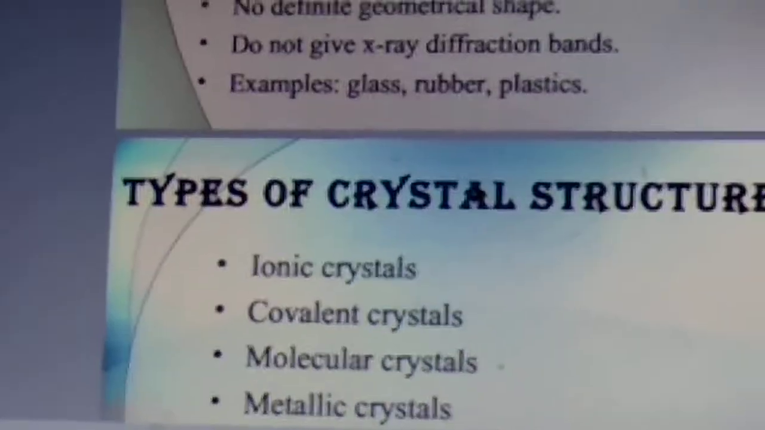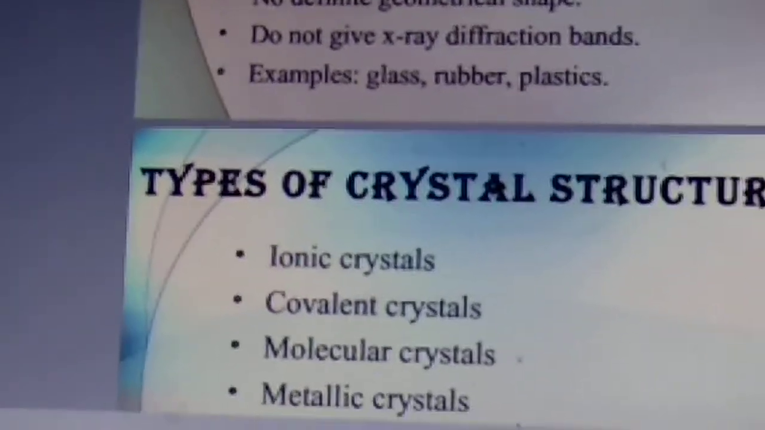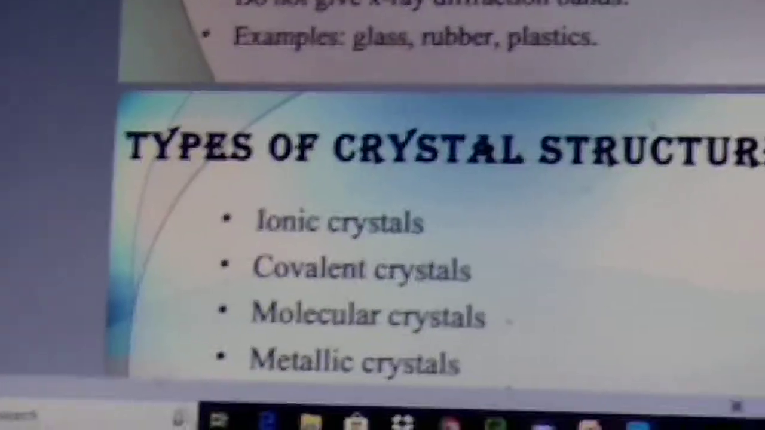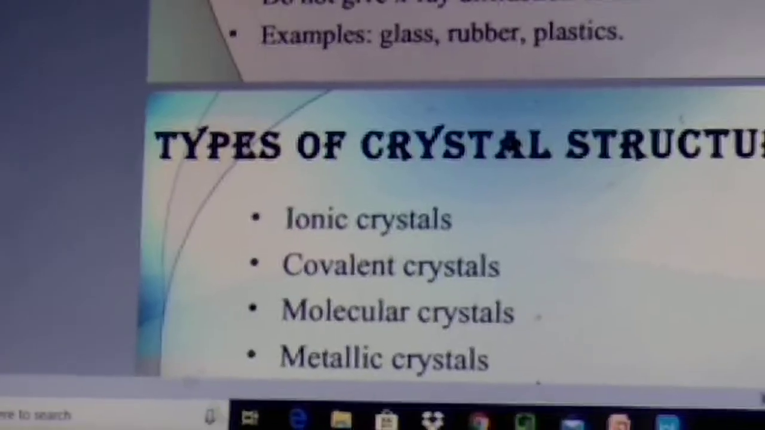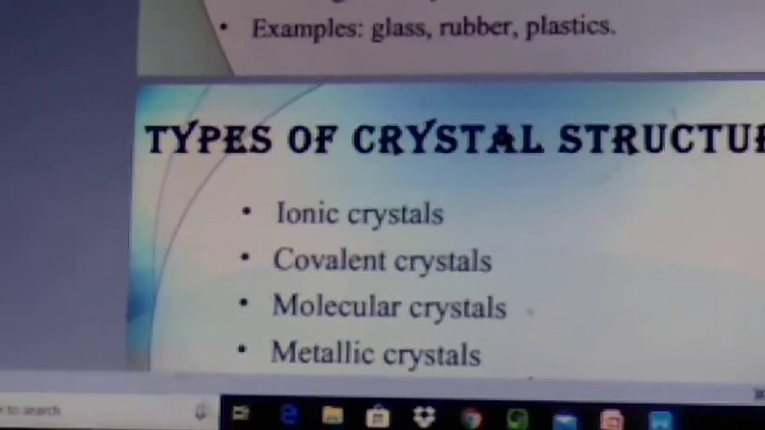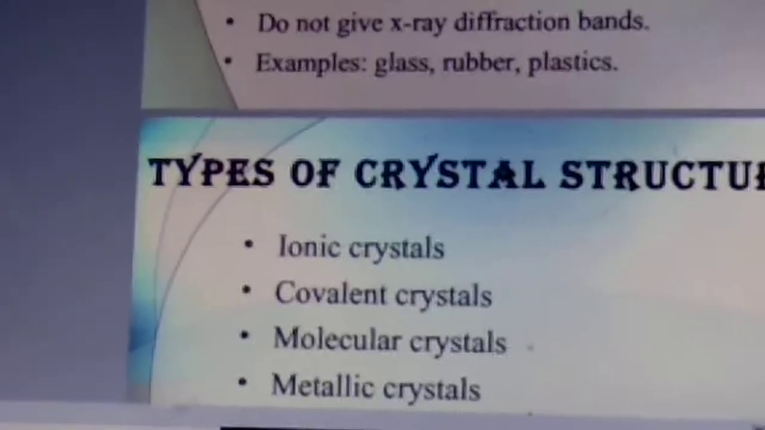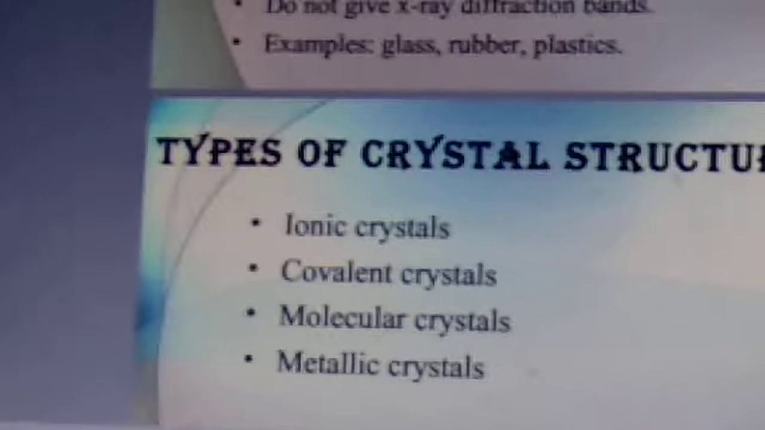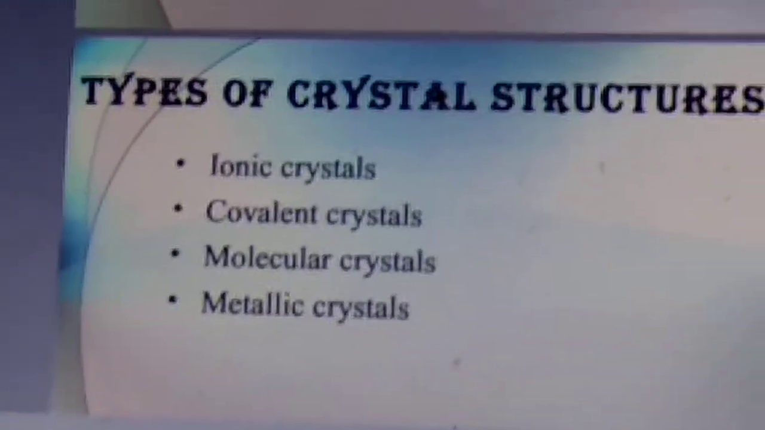Now, types of crystal structure: ionic crystals, covalent crystals, molecular crystals, and metallic crystals. Students, we have already discussed ionic crystals, like sodium chloride crystal. Covalent crystals are like graphite, diamond, silicon dioxide, and silicon carbide. Molecular crystals are hydrogen molecules, oxygen molecules, HCl molecules, and ice. Metallic crystals are sodium, iron, aluminium, and copper crystals.